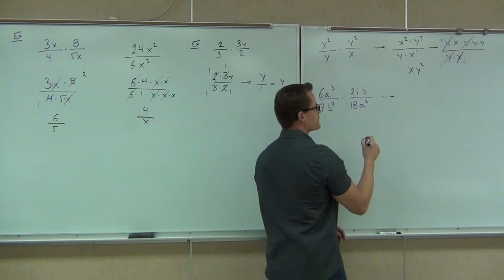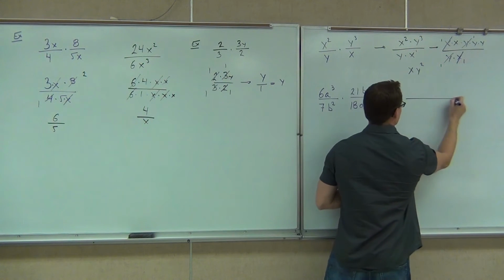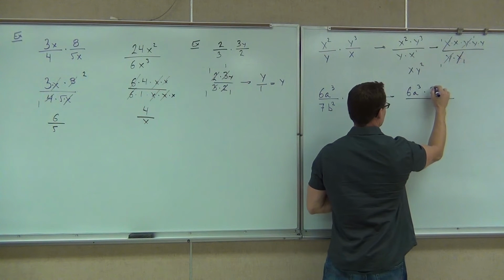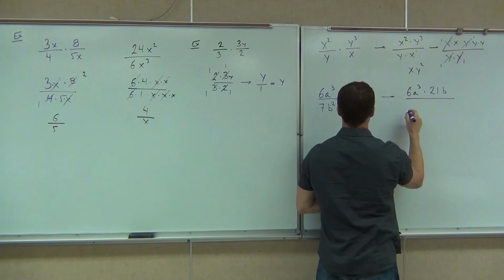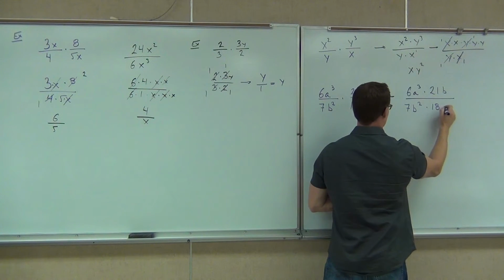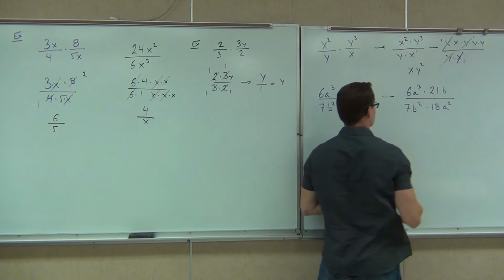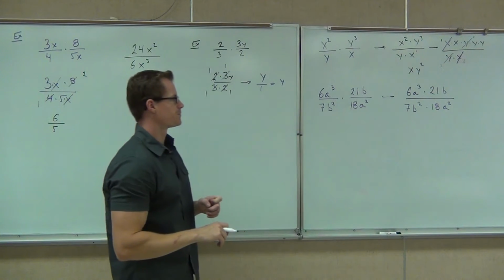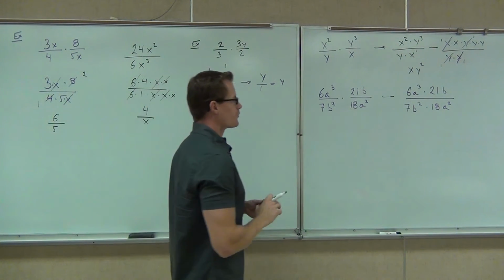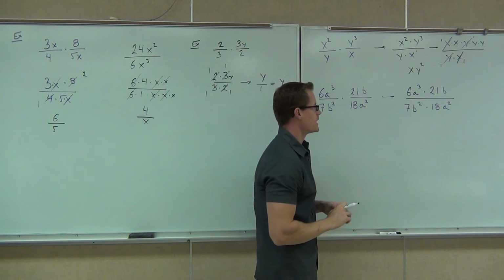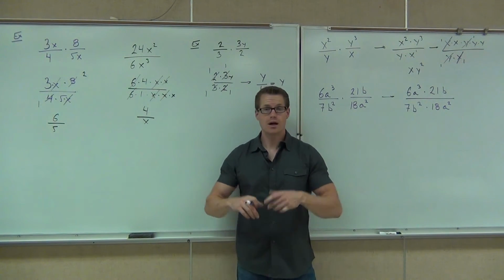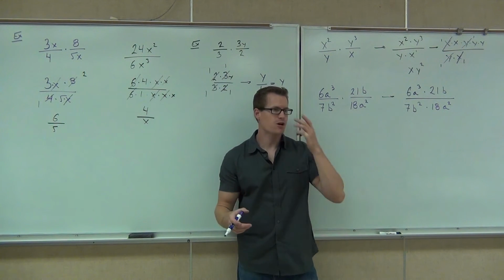Next one, of course, we're going to write this as one fraction first. 6a cubed times 21b over 7b squared times 18a. Do you see anything that we can simplify? Yeah, a lot of numbers we can simplify, and some variables as well.